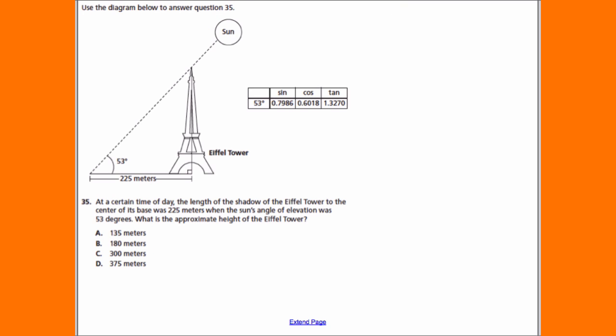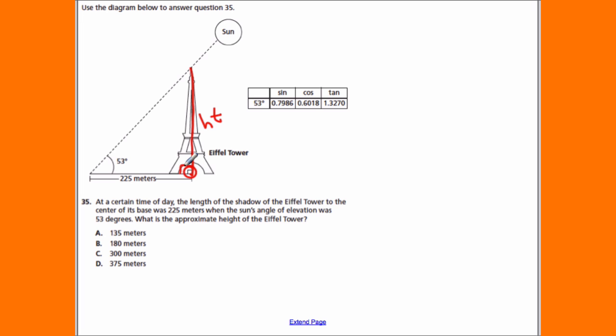35. At a certain time of the day, the length of the shadow of the Eiffel Tower to the center of its base was 225 meters, when the sun's angle of elevation was 55 degrees. What is the approximate height of the Eiffel Tower? So they are asking us to find this distance right here. What is the height? And we know that that's going to be perpendicular to the base. They actually showed us that.